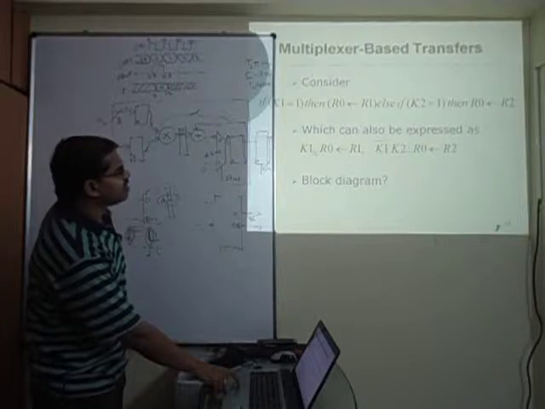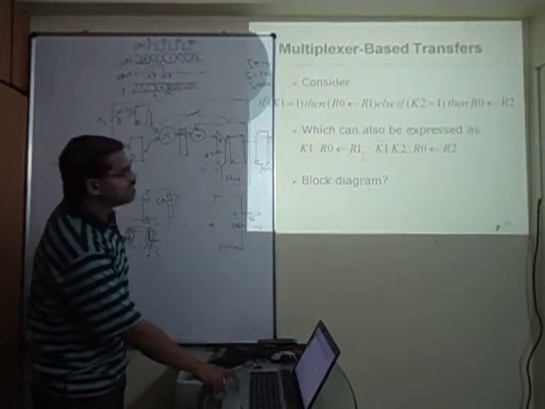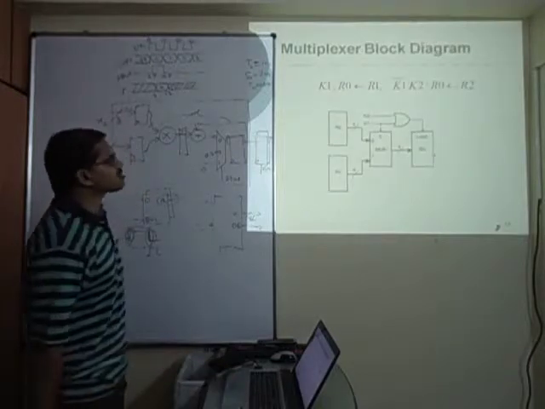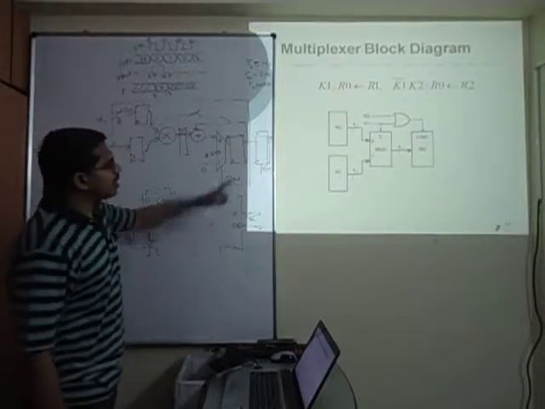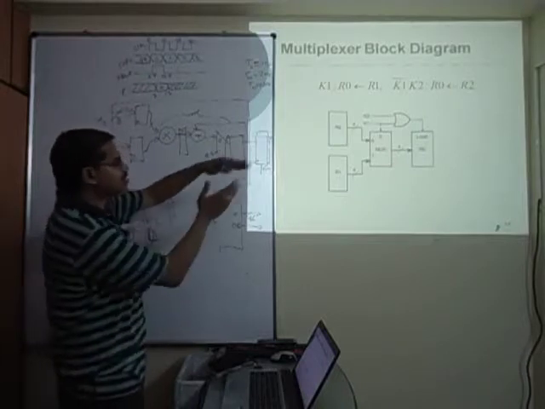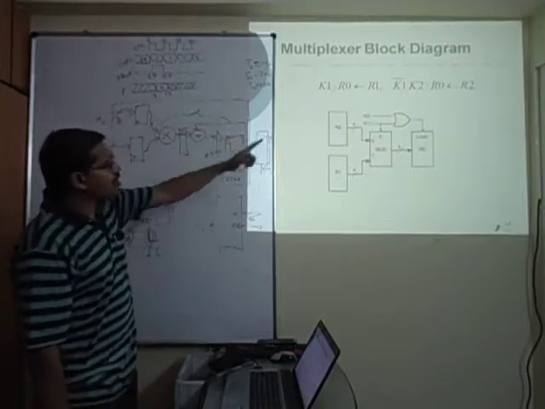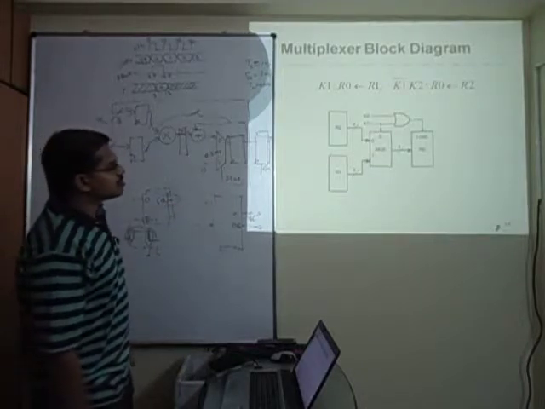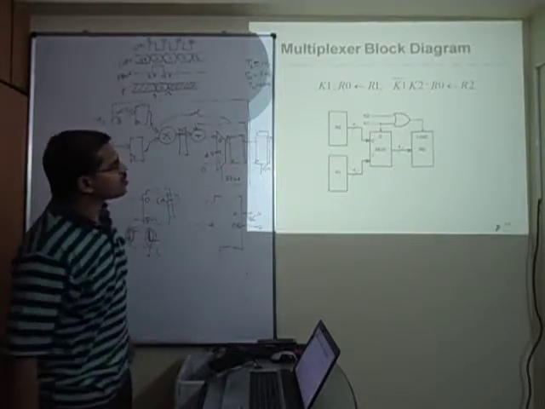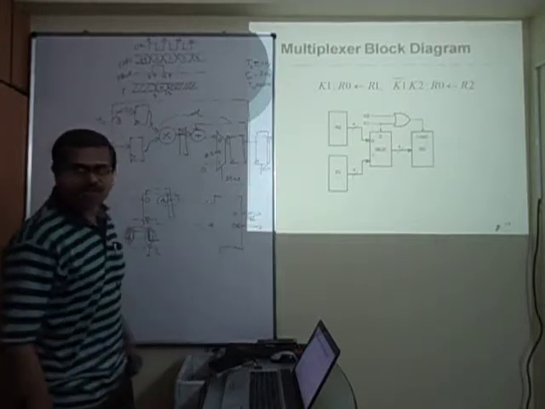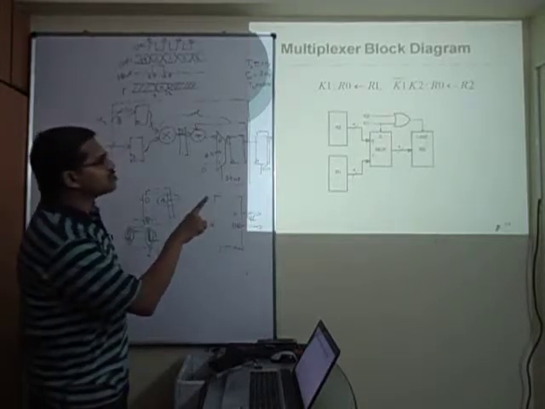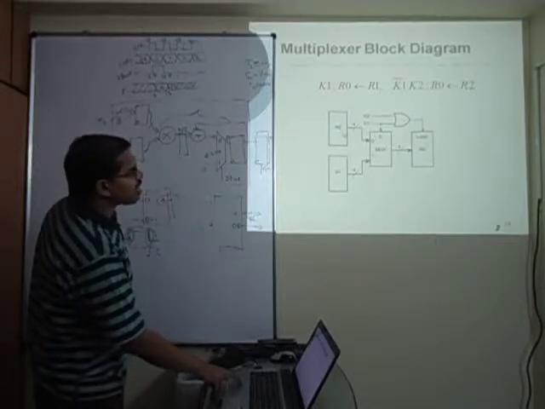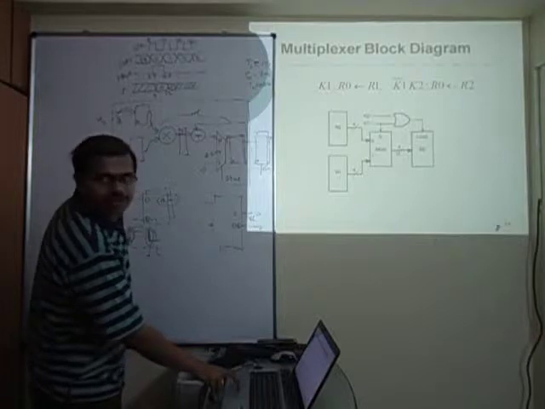The equation is like this. If K1 is 1, then you do this. If K1 is 0 and K2 is 1, you do this. So how do you implement this? Mux based design. R2 and R1, those two are fed to a mux. First of all, you are looking at K1. If K1 is equal to 1, R1 is going into R0, straightforward. If K1 is 0, then what happens? R2 will come here.